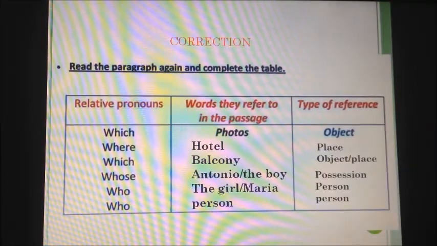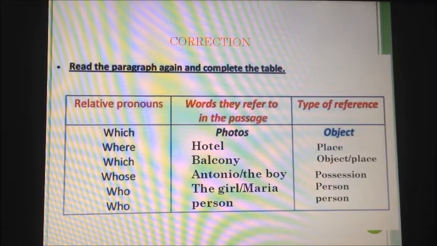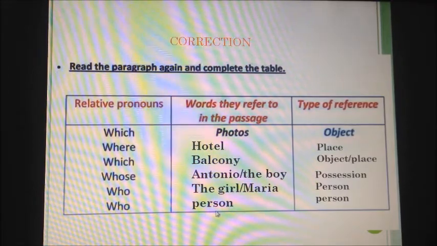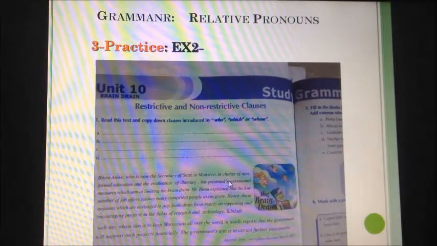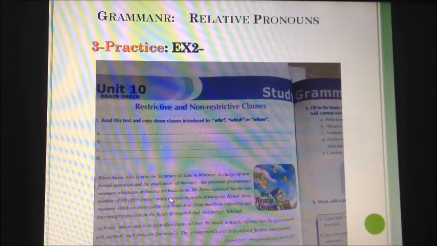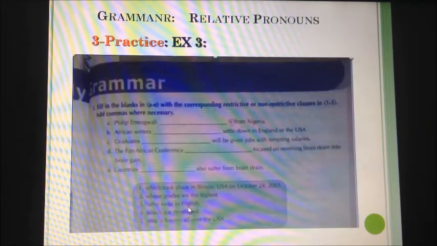Good, so here is the correction. We have the relative pronouns here. They refer to hotel, balcony, Antonio, the girl or Maria, and person. And as you can see, for the type of reference. Okay. The second exercise is taken from your textbook. It's a text again. Same thing. Read it, underline the relative pronouns and what they refer to.